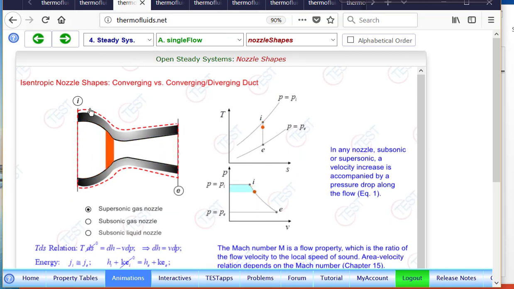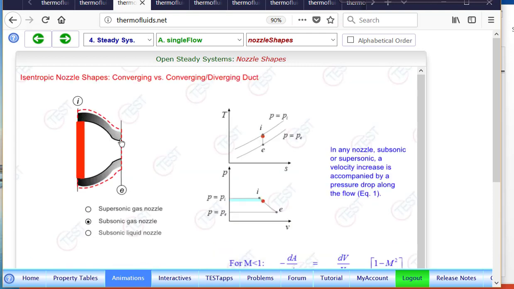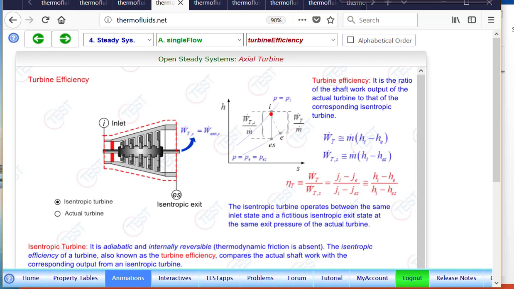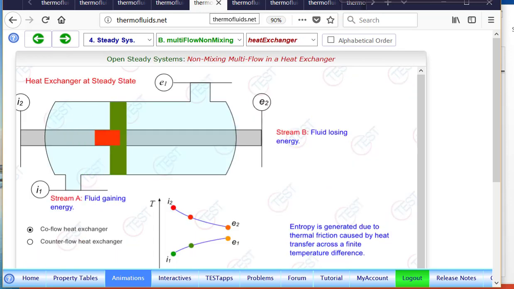This is a nozzle. It shows how the single flow system looks on a TS or a PV diagram. If it's a subsonic gas nozzle, the converging nozzle. Likewise, in an actual turbine, the TS diagram or HS diagram looks like this as the flow goes through, from inlet to exit. In an isentropic turbine, of course, entropy remains constant because there is no thermodynamic friction inside. So likewise, there are plenty of examples.